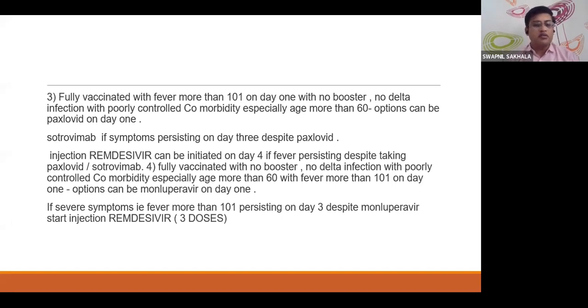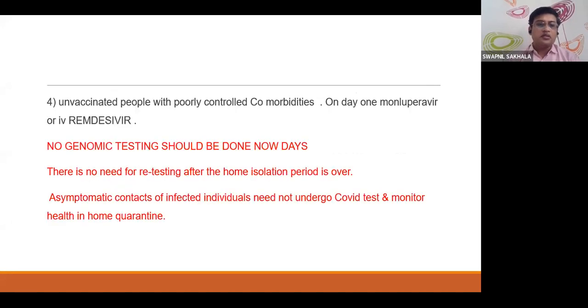As Paxlovid is not available so far, and sotrovimab is not available, depending upon affordability, molnupiravir is highly cost-wise also safer. Those patients with comorbidities who are not willing to take molnupiravir, you can at least counsel them to take 3 doses of remdesivir to prevent disease progression. For the unvaccinated population with fever spikes, definitely you should go with IV remdesivir.